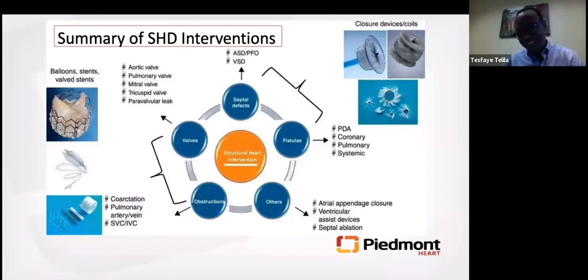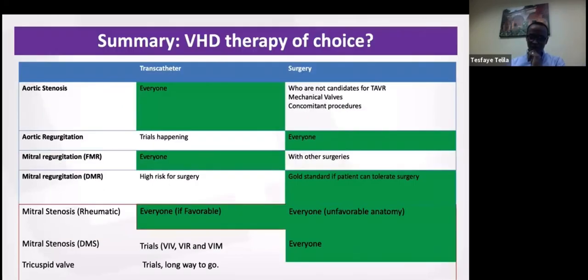So in summary of structural heart disease interventions, it could be valves, which is the most commonly intervened structure in the structural world. Any of the valves can be intervened. And it could be septal defects, ASDs, PFOs, VSDs. It could be fistulas, the coronary fistulas, coronary to pulmonary fistulas, coronary cameral fistulas. And also could be obstructions, coarcts, and other obstructions. And also atrial appendage closures, ventricular assist devices, and septal ablations, all in the spectrum of structural intervention.